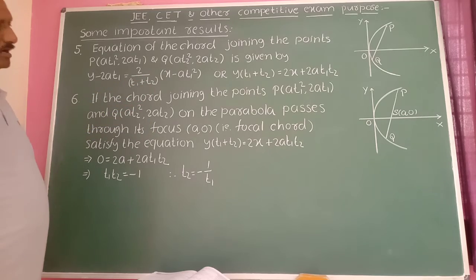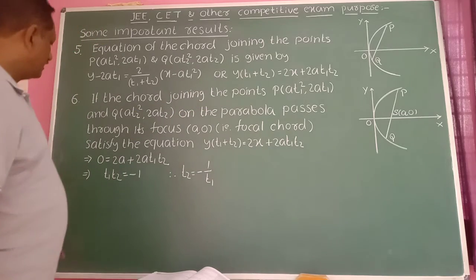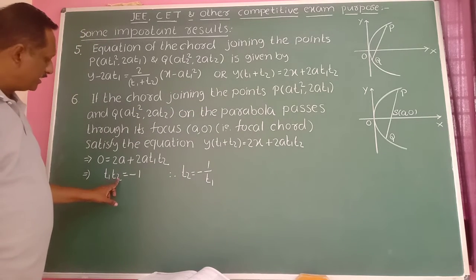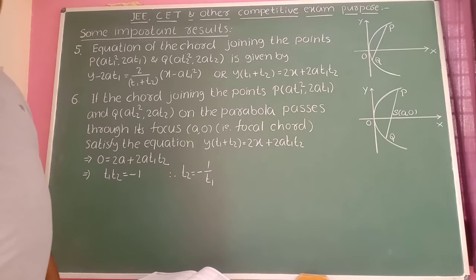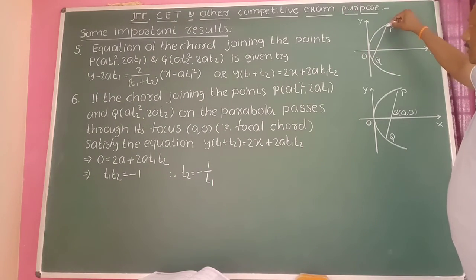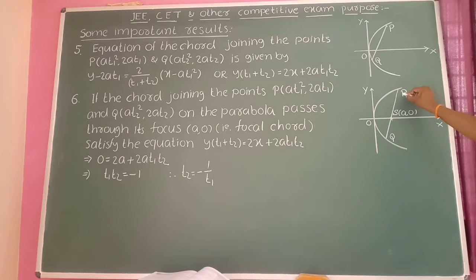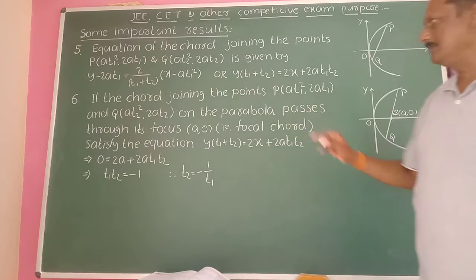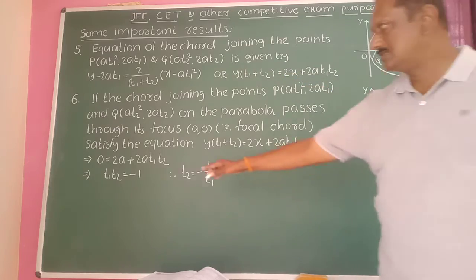Therefore, for the focal chord passing through these two points, which are the endpoints of the focal chord, this condition is satisfied: t1 t2 = -1, or t2 = -1/t1. Here it is only a chord, not a focal chord, because it is not passing through the focus. And this is the chord passing through the focus. Yes, it is called a focal chord. The coordinates of P and Q are these. Then for the focal chord passing through the focus (a, 0), this equation is satisfied.